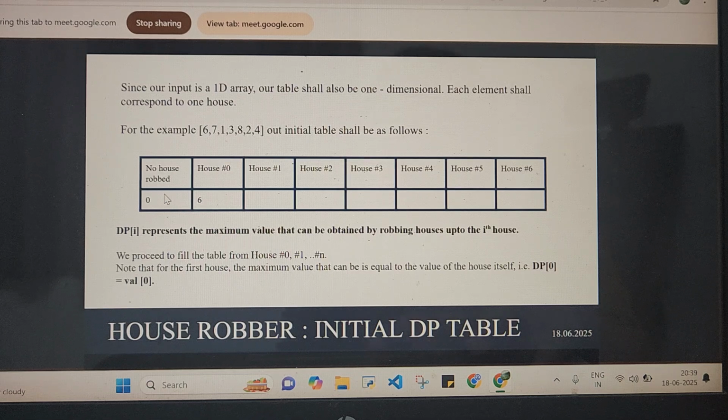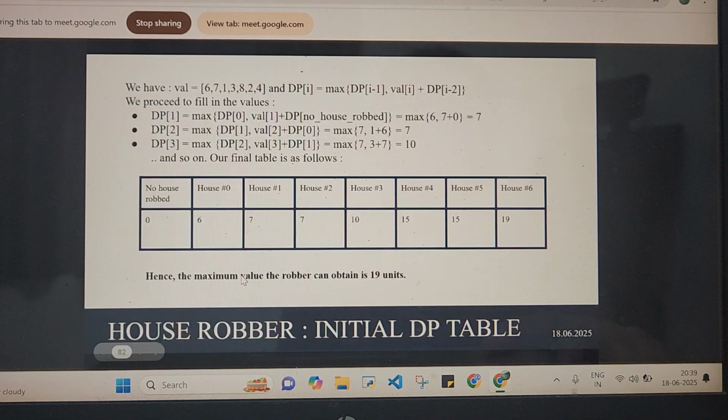Now no house robbed of course is 0, which is straight up common sense, there is no explanation needed. For the first house, or rather let me say the 0th house, the maximum value obtained so far can be, if you rob that house, the value of that house. If you don't rob, it's going to be a 0. So obviously the maximum will be when you rob that house, so it becomes value of that house. So DP of 0 is equal to value of 0. This is the initial table setup.